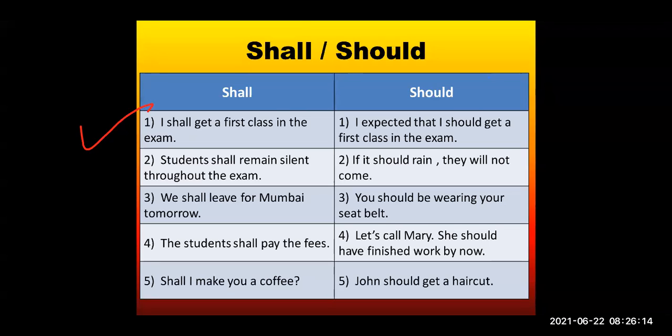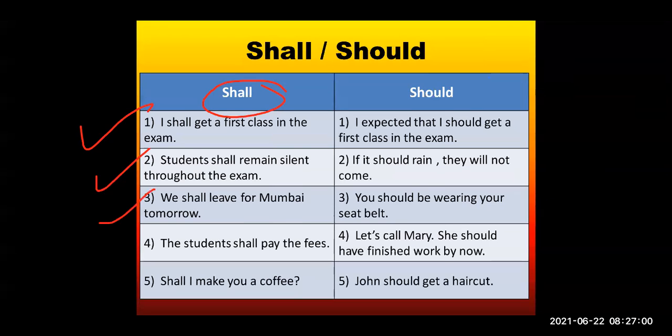The first example: I shall get a first class in the exam. This thing is going to happen in the future. The person has decided that in future I will get a first class. So at that time, I will use the modal auxiliary shall. Second example: students shall remain silent throughout the exam. Here a command is given. When a sentence is a command, we have to use the modal auxiliary shall. Students shall remain silent throughout the exam.